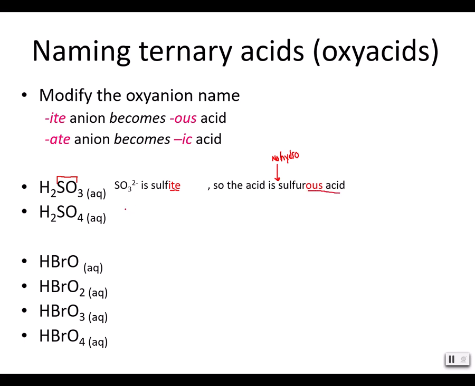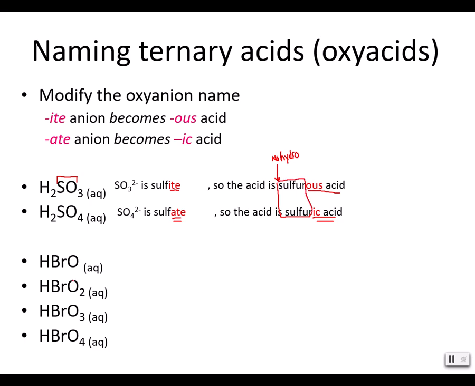If you have a ternary acid and the polyatomic ends in "ate," those acids end in "ic" acid. So sulfuric acid. Same stem, but the ending is different.